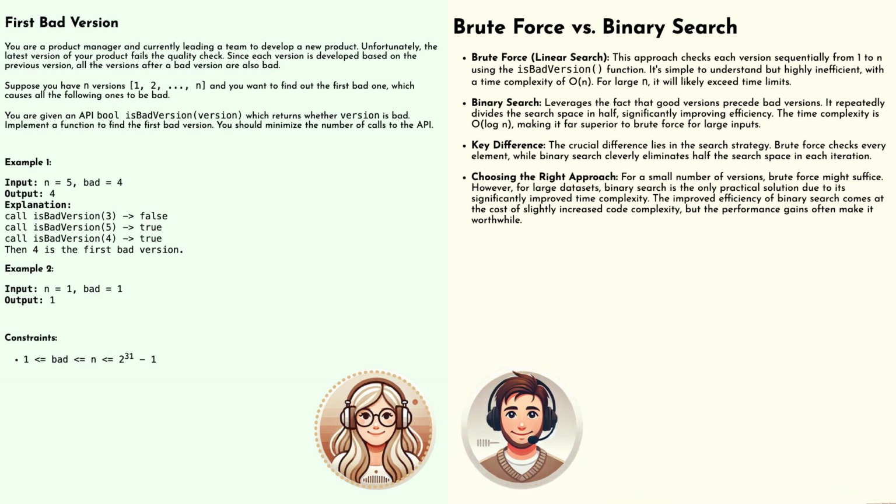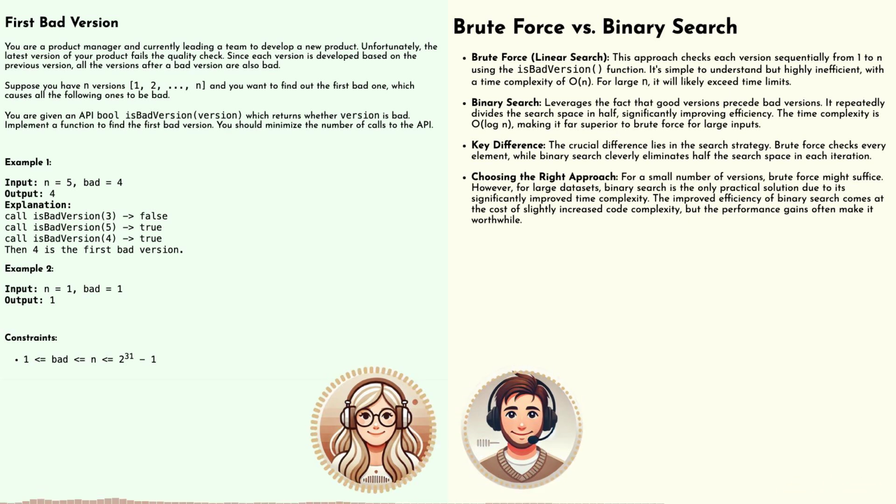Okay, good to know. Back to our brute force approach. I'm already seeing a potential issue. What if we're talking about a massive software project with thousands, even millions of versions? Checking them one by one, forget it, that would take forever. You're absolutely right. That's the big limitation with brute force. The time complexity, which we often denote as O(n), means the time it takes grows directly with the number of versions. So if you have a million versions, you're potentially looking at a million checks. Yeah, not very scalable. There's got to be a smarter way to do this.